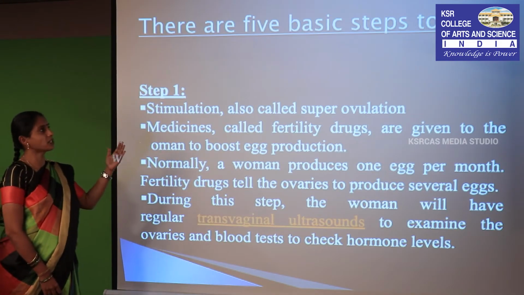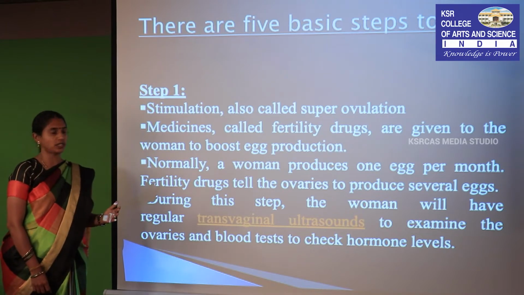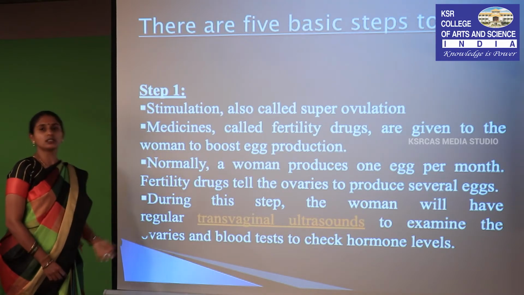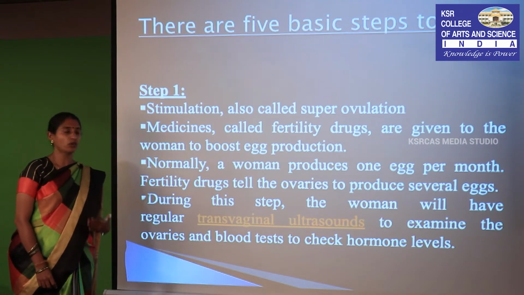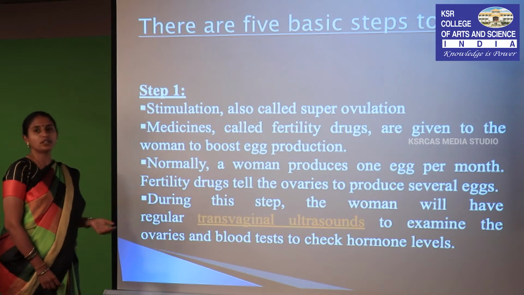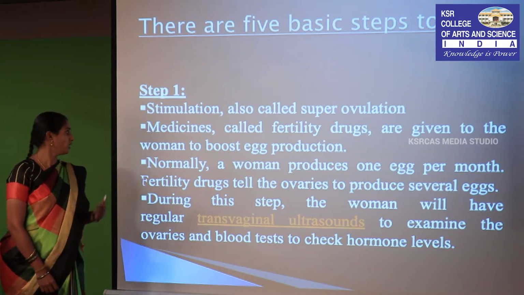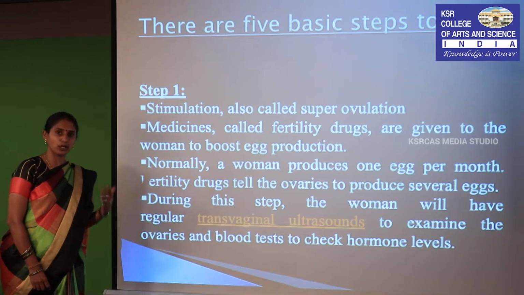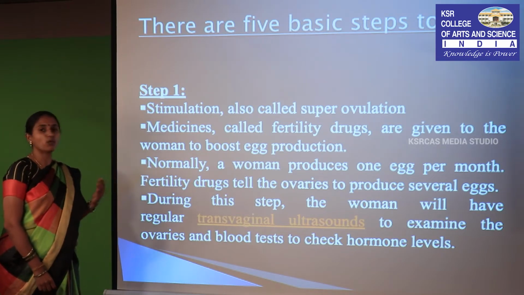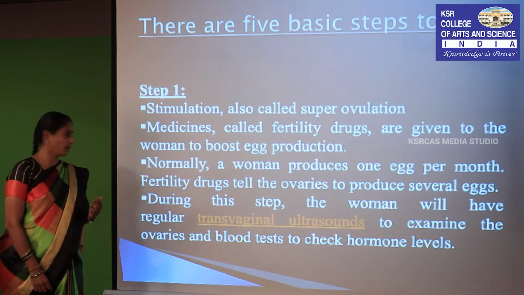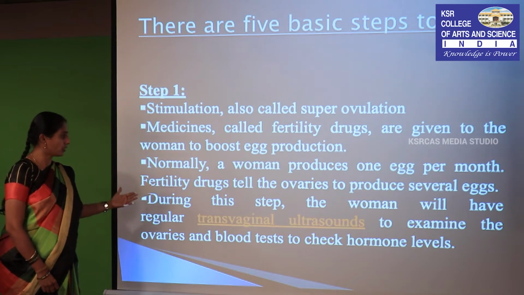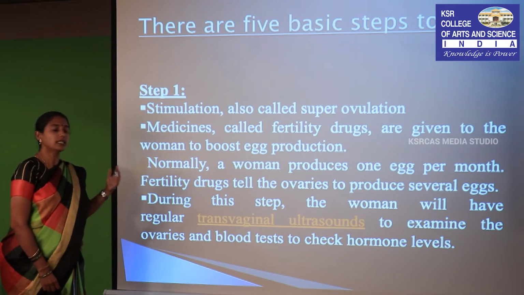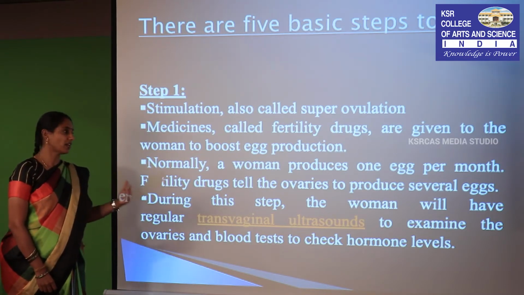There are 5 basic steps to in vitro fertilization. Step 1, stimulation. This is also called superovulation. Medicines called fertility drugs are given to the woman to boost her egg production. Normally a woman produces 1 egg per month. When fertility drugs are given, the ovaries will produce several eggs.